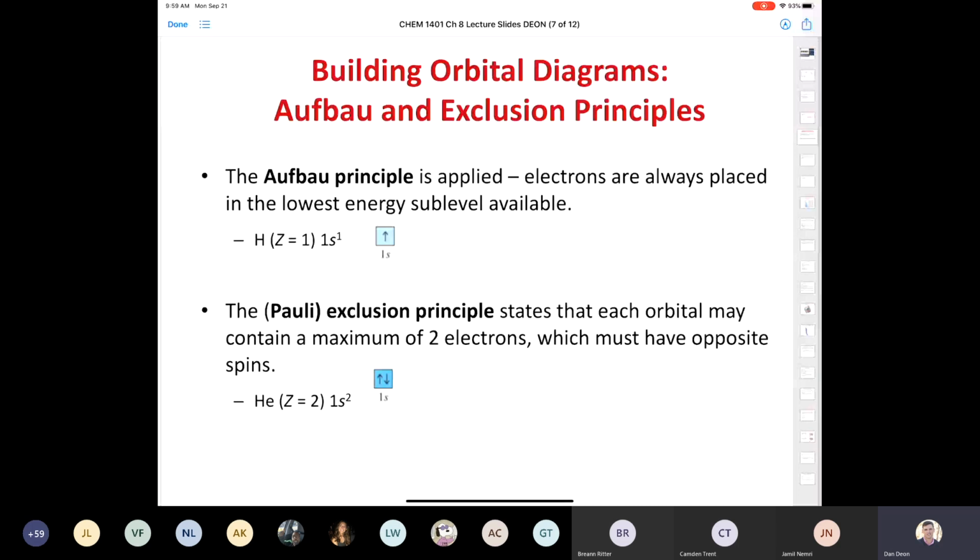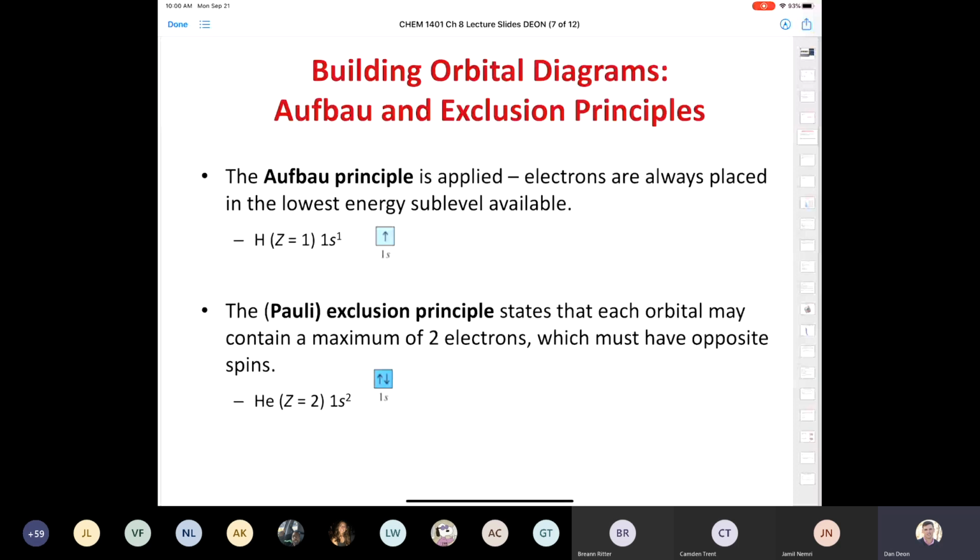We don't start putting electrons in higher energy sublevels until we've filled up the lowest energy sublevels. The next rule, the Pauli exclusion principle, states that each orbital may contain a maximum of 2 electrons, but they've got to have opposite spins. So if I have 1s2, one's got to be up, one's going to be down.